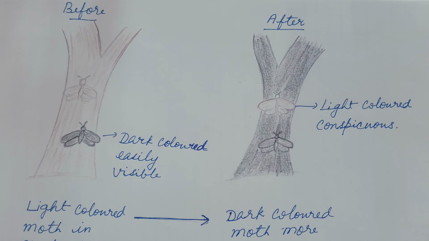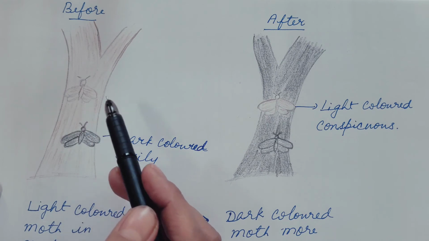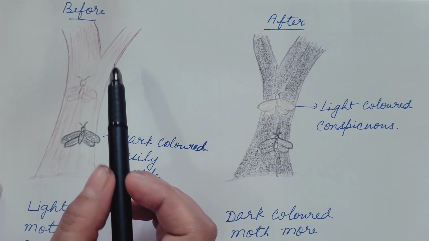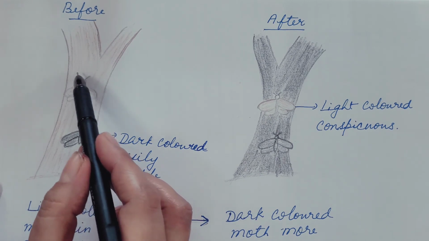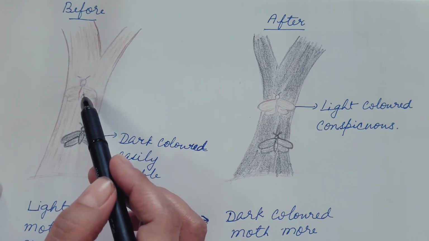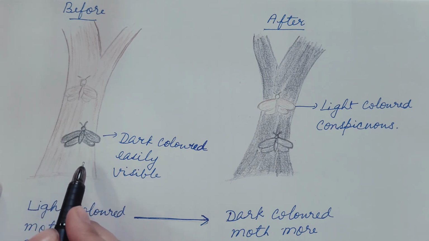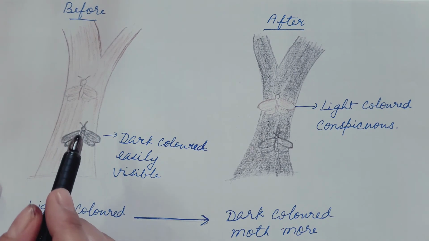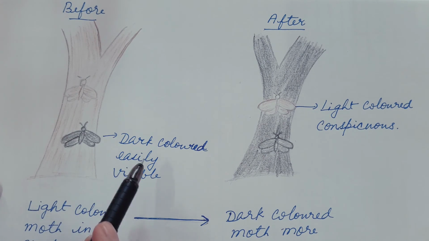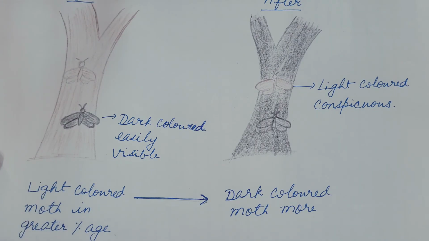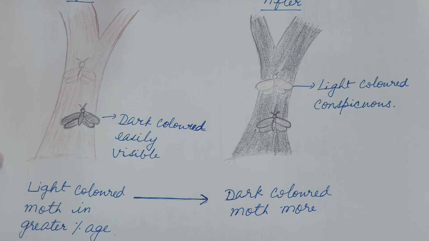Now let us understand industrial melanism with this figure. This is the earlier situation where there is no industrial revolution. When the moth rests on the tree trunk, the light colored moth easily blends with the color of the tree trunk or the surface, but the dark colored moths are easily visible, so these are eaten by the predators, and hence their percentage of frequency is less in the population. So we can say light colored moth is greater in percentage and dark colored moth is lesser in percentage.